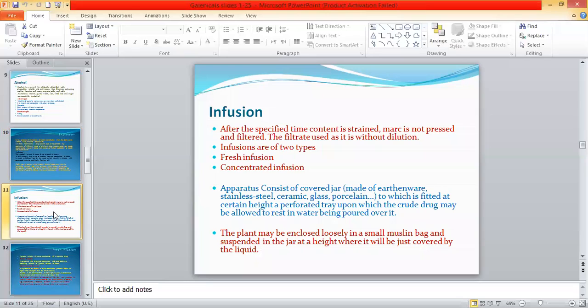After the specified time, the content is strained, the marc is not pressed, and it is filtered. The filtrate is used without dilution. Infusions are of two types: fresh infusion and concentrated infusion.